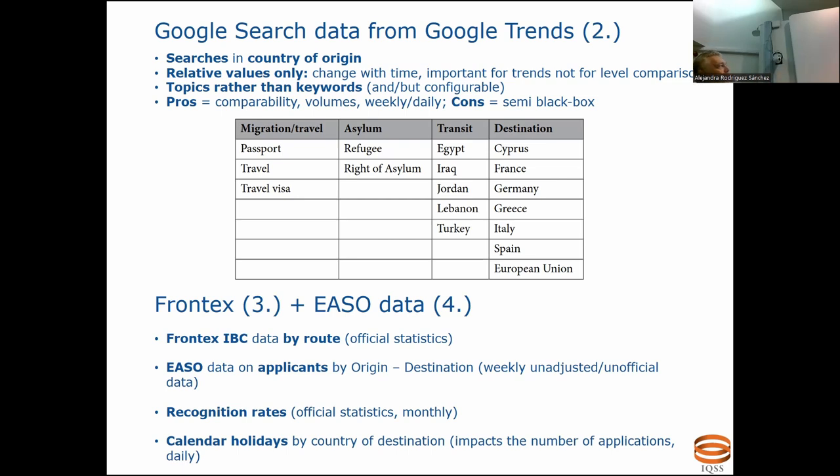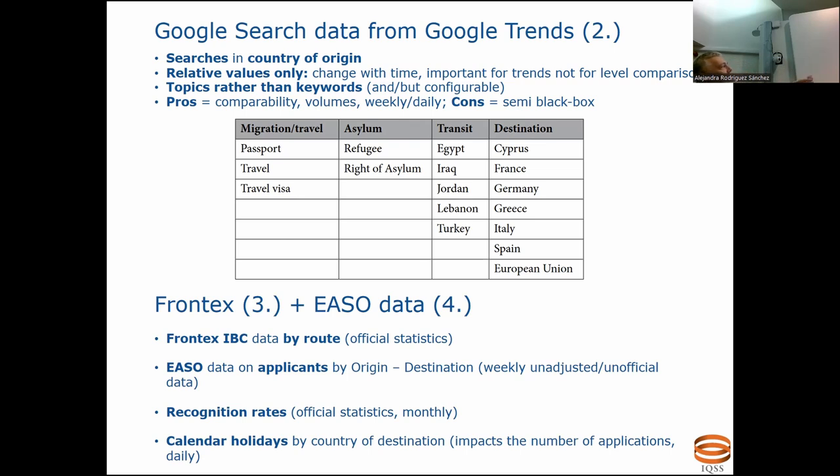Anyway, of course, the cons with all these types of data, and there will be several talks on this, is that these are semi-black box, the way they are constructed. We know about the trends, and this is why it's called Google Trends, but we don't know the absolute value of the number of searches, and we don't even know the denominator of this search. So what is this ratio that we see? Anyway, it's important to see the trends. Our objective was just capturing the trends.